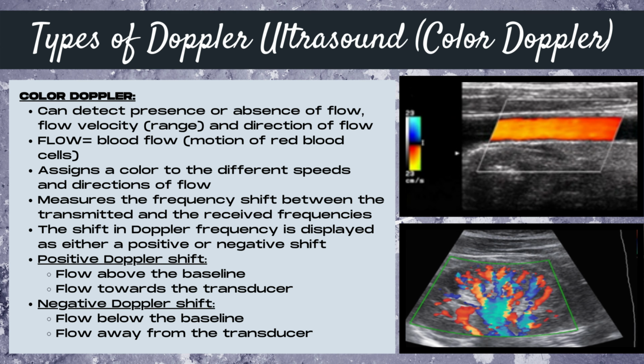And the shift in Doppler frequency is displayed as either a positive or a negative shift on a color Doppler map. A positive Doppler shift is flow above the baseline and represents flow moving towards the transducer, while a negative Doppler shift is flow below the baseline and represents flow moving away from the transducer.